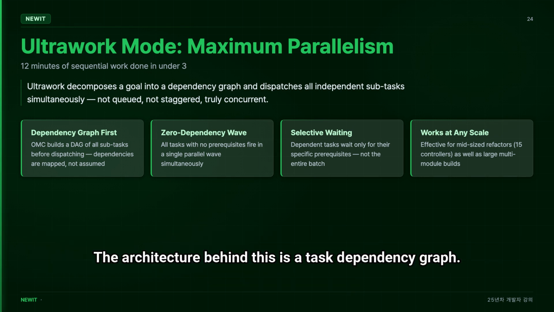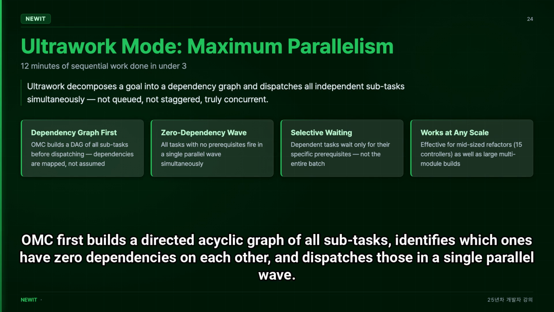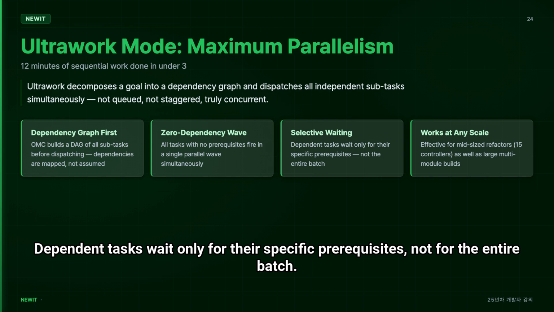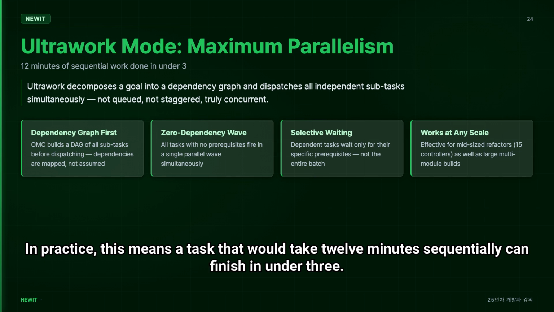The architecture behind this is a task dependency graph. OMC first builds a directed acyclic graph of all subtasks, identifies which ones have 0 dependencies on each other, and dispatches those in a single parallel wave. Dependent tasks wait only for their specific prerequisites, not for the entire batch. In practice, this means a task that would take 12 minutes sequentially can finish in under 3.